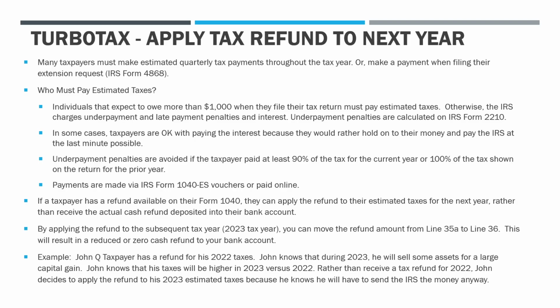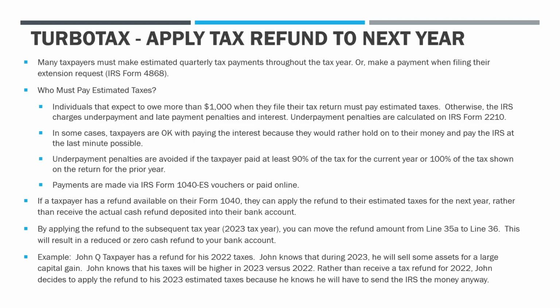Now, what to do if you have a refund for the current year, which is our taxpayer here, John, and you decide, well, I know I'm going to owe some money, so why don't I just roll it forward, right? So in our example here, we have John Q. Taxpayer has a refund for 2022. So he's got a $5,000 refund, but he knows that during the 2023 calendar year, that tax year, he's going to be selling some assets, right?